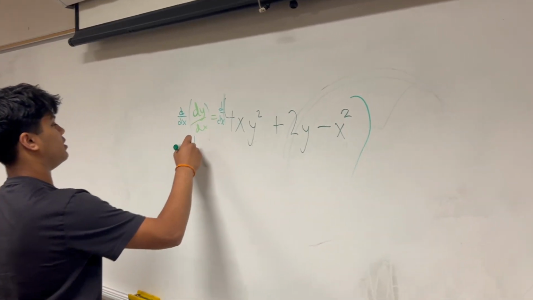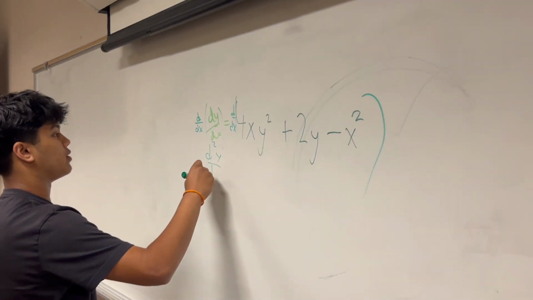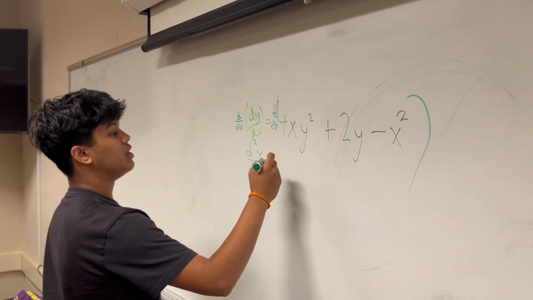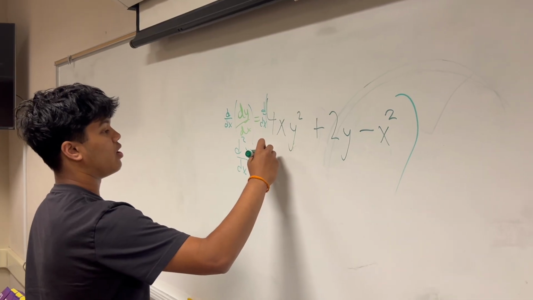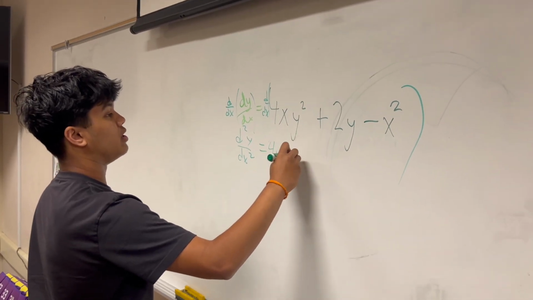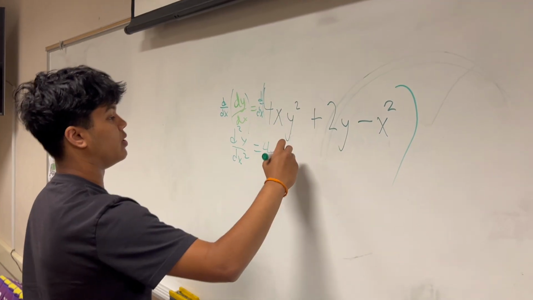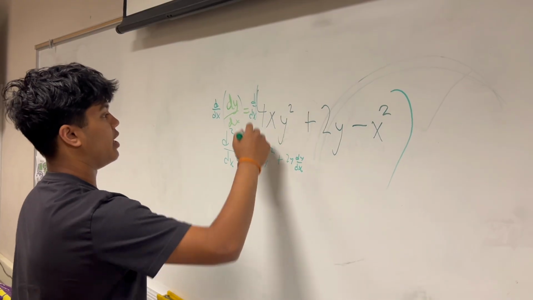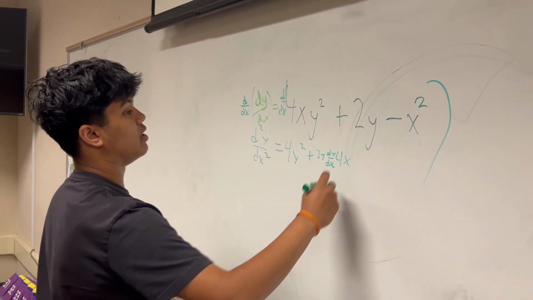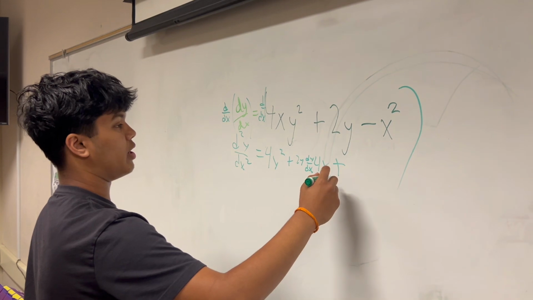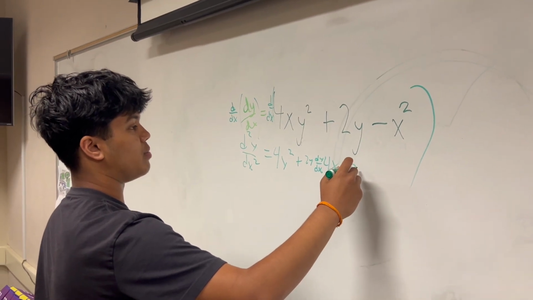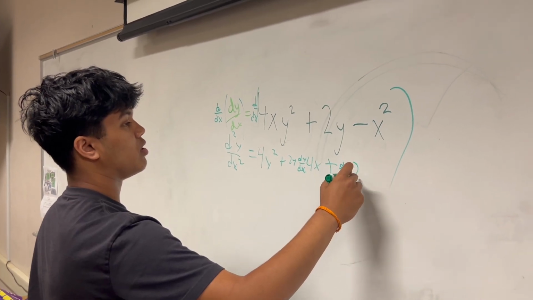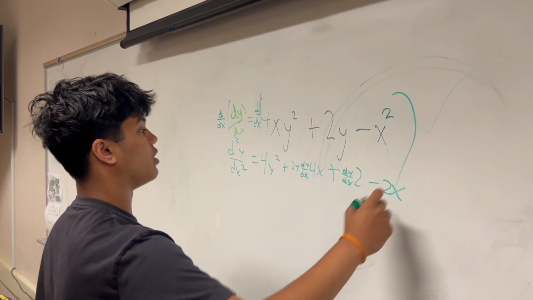So you gotta take d dx of both sides. So this just becomes d squared y dx squared, and this becomes, we gotta use product rule for this. So it's gonna be 4 y squared plus the derivative of y squared is 2y dy dx. We gotta multiply it by 4x, and then product rule here. So it's just gonna be dy dx times 2, and then this is just 2x. You got that so far?